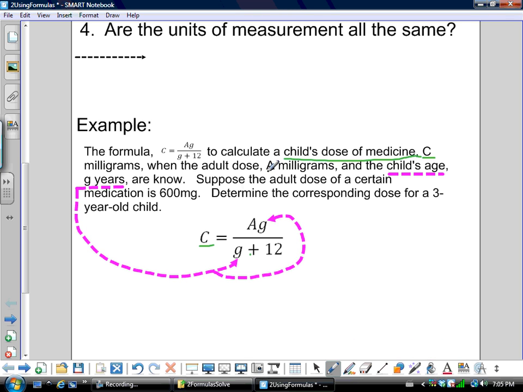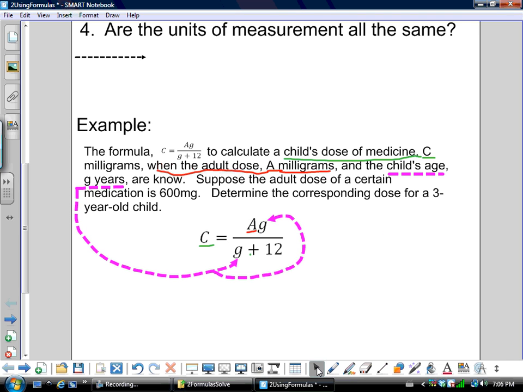Well, here's A, and it's A milligrams. Again, I'm working backwards for this question: A milligrams when the adult dose, A milligrams. So A, capital A, stands for adult dose. Now I have gone through the question and deciphered what each variable stands for.